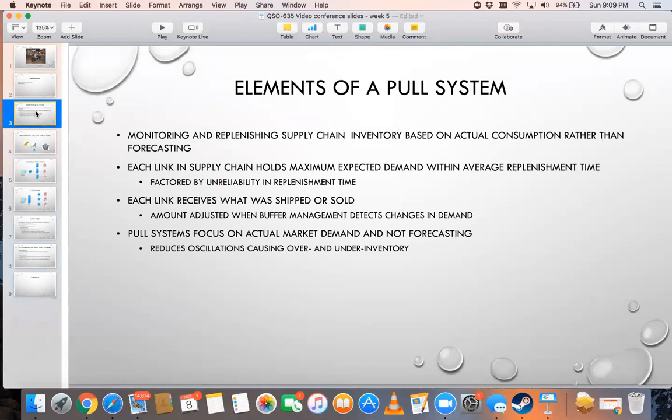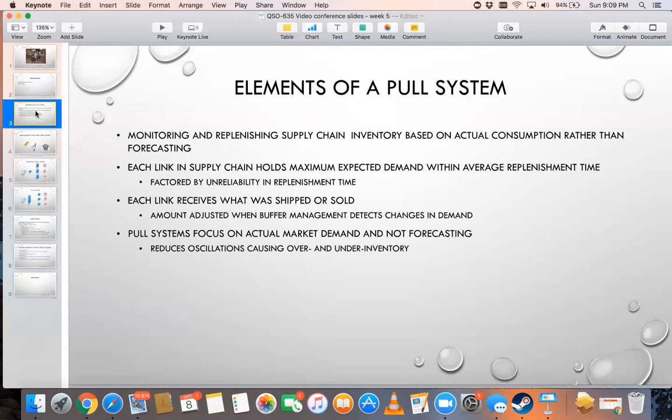A pull system is quite a bit different than a push system. The major difference is that in a pull system, the vendor controls the rate of material flowing through the system. In a couple slides, you're going to see how they're structured such that the vendor has control. That's why it's called a pull system, because the vendor pulls the materials towards them as it is consumed.